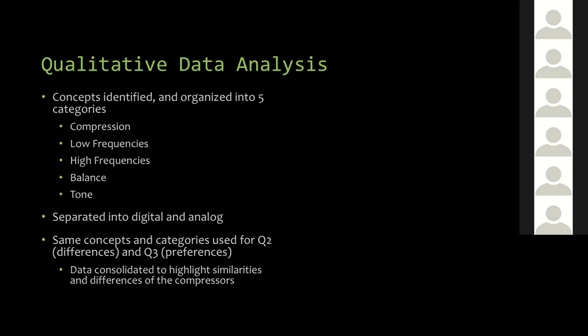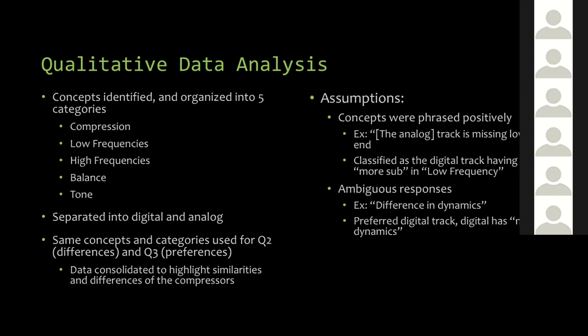Some assumptions that I made to better organize my data were to transform comments into positives wherever possible. So for example, if someone said the analog track is missing the low end, I would classify that as the digital track having more sub in the low frequency category. And for ambiguous responses, such as just a difference in dynamics without specifying, if they preferred the digital track, I would say that the digital had more dynamics in this case.